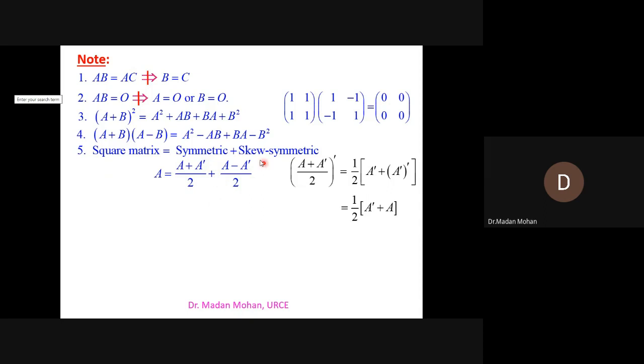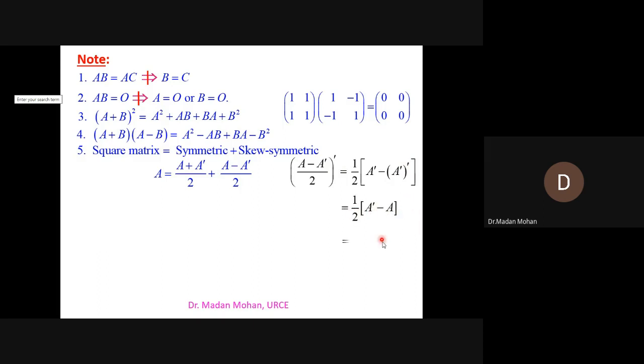Now, we take (A minus A transpose) by 2. A equals B plus C. I have taken this as C. C transpose: the half can be written outside. A transpose minus A transpose transpose. Now this transpose transpose is A only.